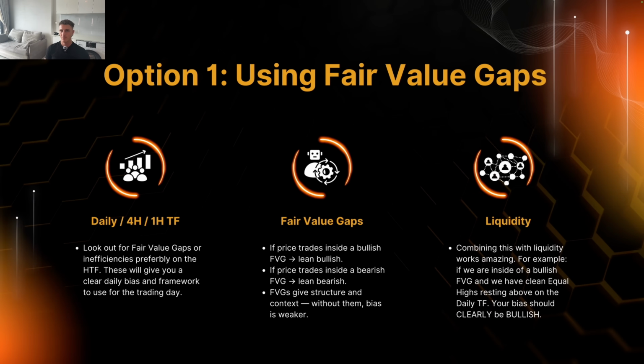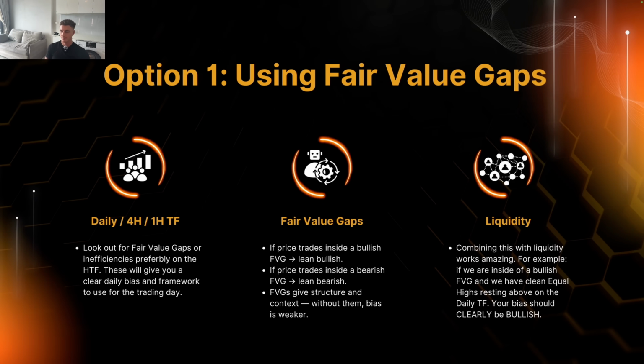So whenever there's an imbalance on the higher time frame, it's a lot easier to have a clear directional bias. So I'll give you a quick example here. If we're inside of a bullish fair value gap, right, and we have relatively equal highs resting just above us, most likely, guys, 9 times out of 10, price will draw towards those equal highs and it will respect that bullish fair value gap. Hence, your bias is going to be bullish.